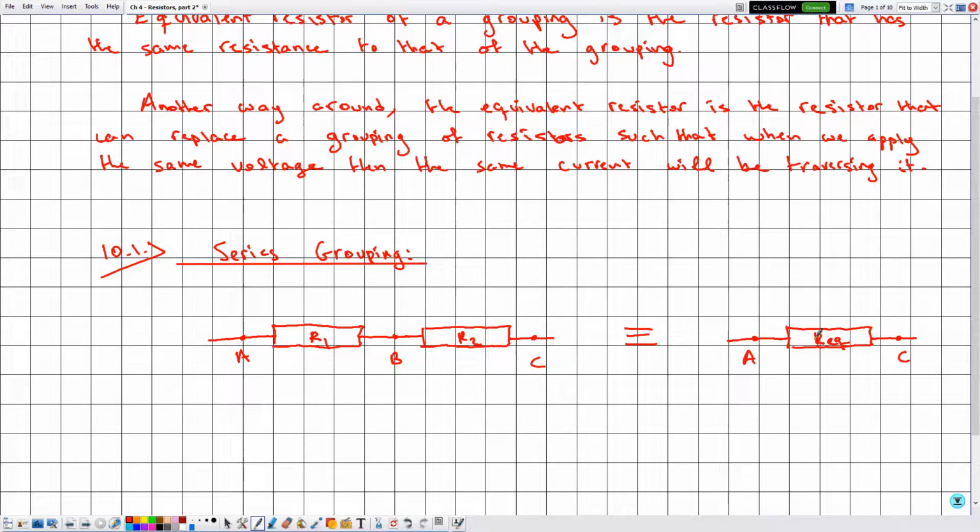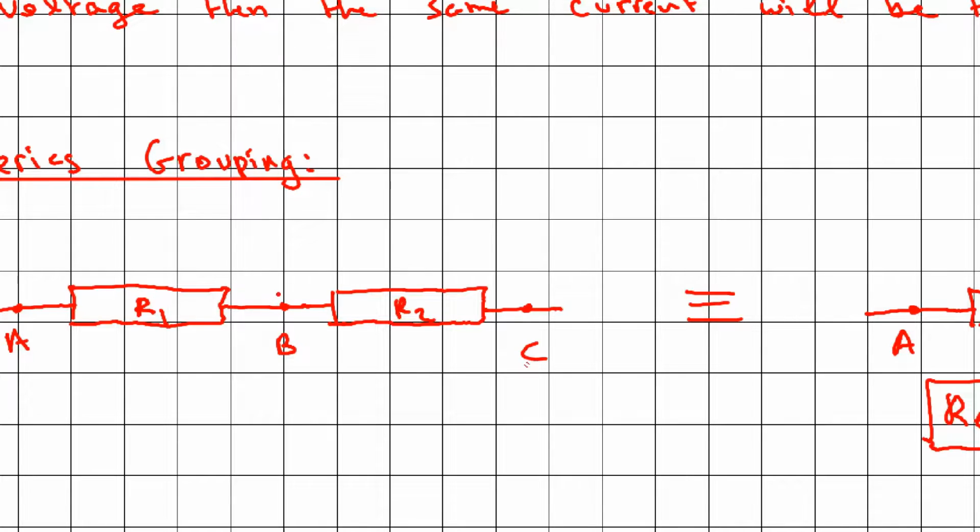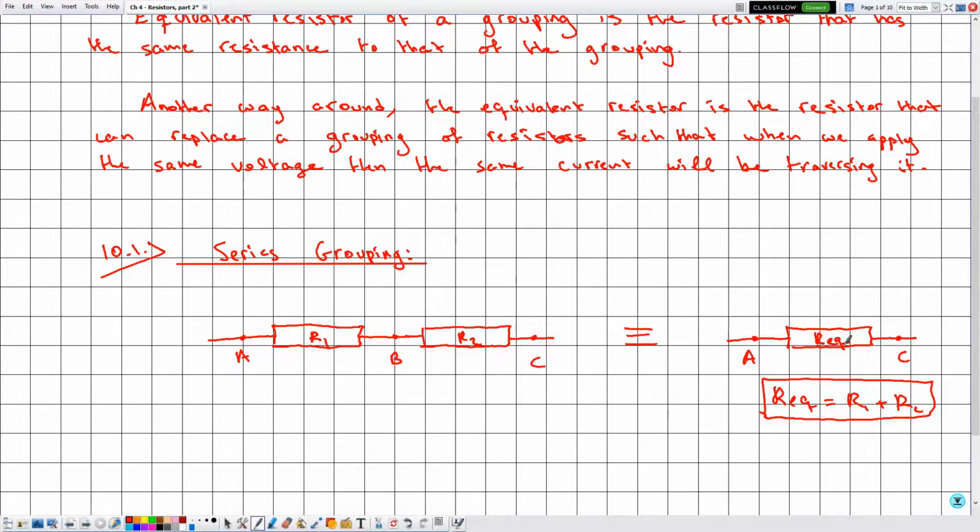So basically, what's the relation between R equivalent and R1 and R2? Simply R equivalent is equal to R1 plus R2. So the equivalent resistor is a resistor that can replace a grouping of resistors. Here we are considering the series grouping, so notice that R1 and R2 are in series because they have one terminal in common, which is the point B. In this case, R equivalent is given by R1 plus R2, so the point B will disappear and we are left with the points A and C. So this is the first definition.